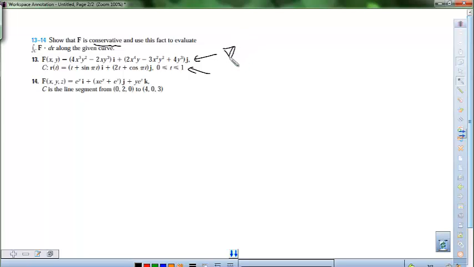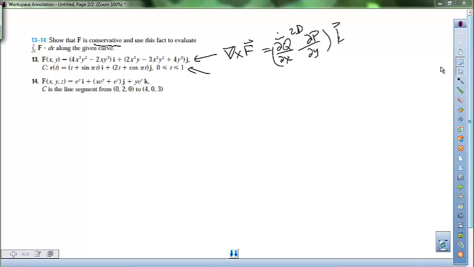One way is to take the curl of it, and remember in two dimensions, if we're doing the curl, we just have one component. So in 2D, the curl is really just equal to the derivative of Q with respect to x minus the derivative of P with respect to y, and this is going to just happen in one component. So all you really need to do is find this difference. If it's equal to 0, it's conservative.